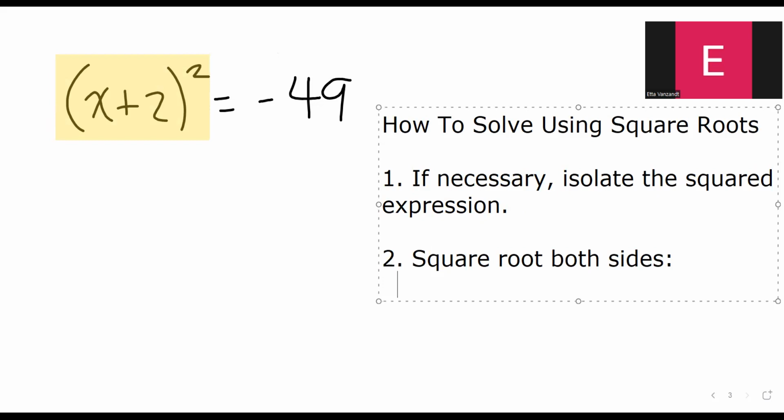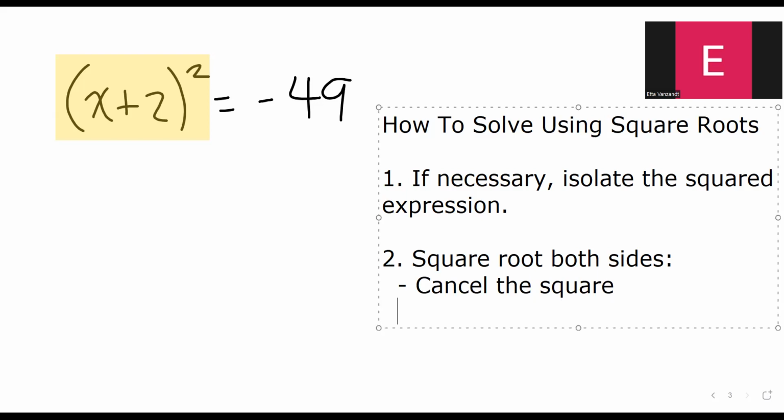And when you do this, two things happen. Number one, you cancel the square. That's the purpose of isolating the square so that you can cancel it with the square root. And then you have to use plus minus, and I can't type a plus minus in here, so I can just spell it on the other side.